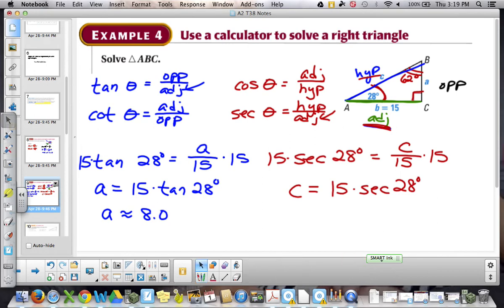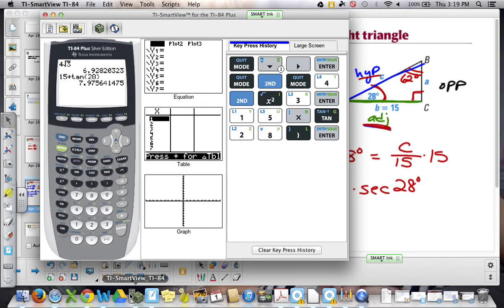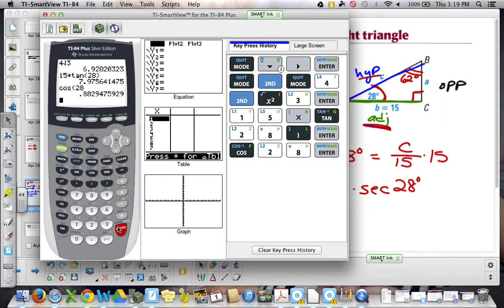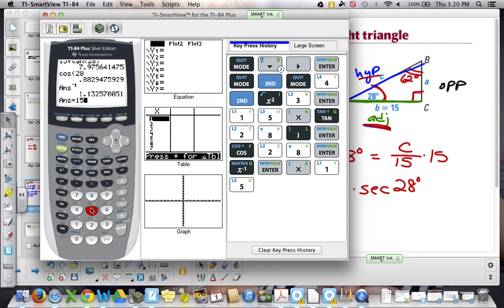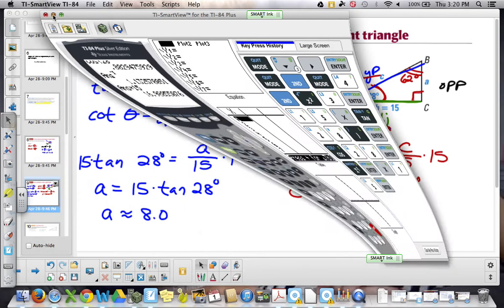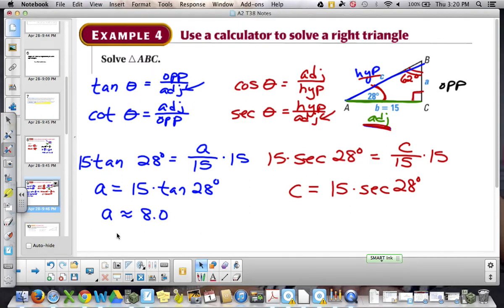All right, so to find secant of 28, let's go back to our calculator, and secant is the inverse, or the reciprocal, of cosine. So we're going to do cosine 28, and then press the reciprocal button, and then multiply by 15. And we get about 17. So C is approximately 17.0.